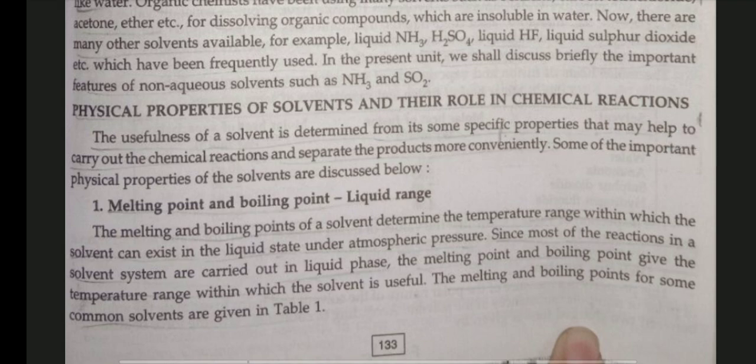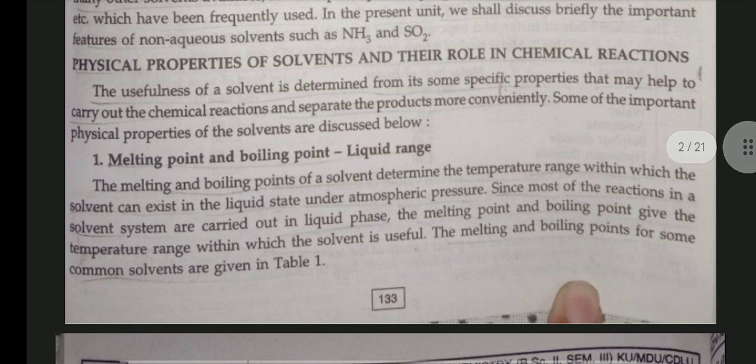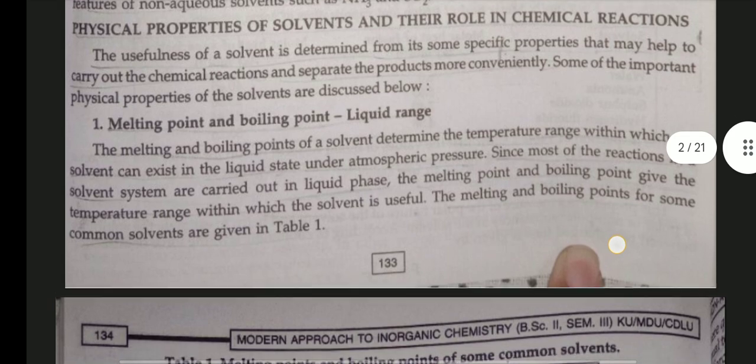Physical properties of solvents and their role in chemical reactions. The usefulness of a solvent is determined from some specific properties that may help to carry out the chemical reaction and separate the products more conveniently. Some of the important physical properties of solvents are discussed below.